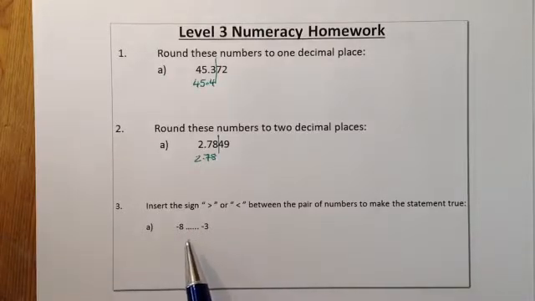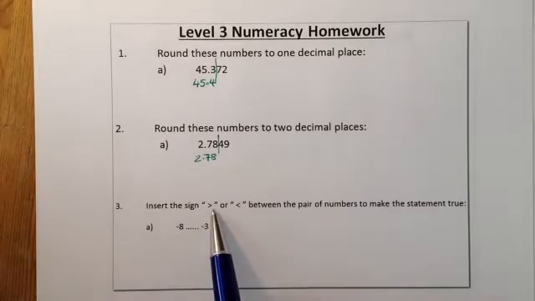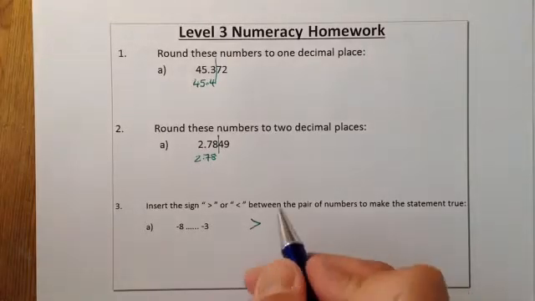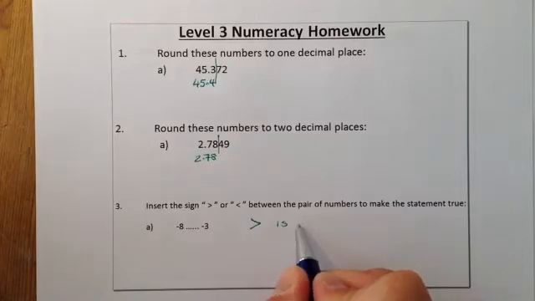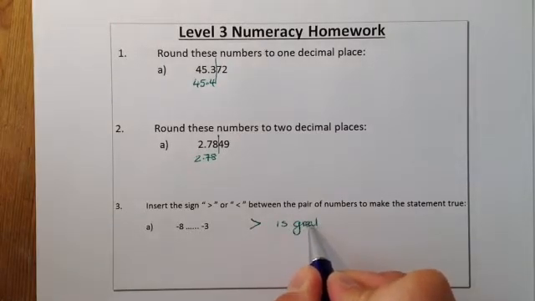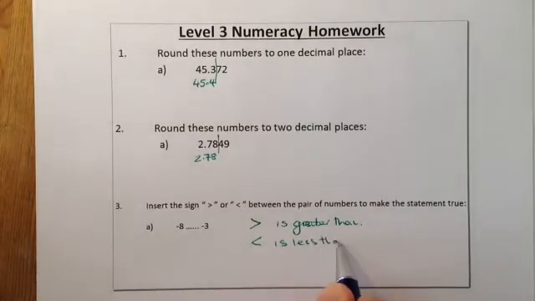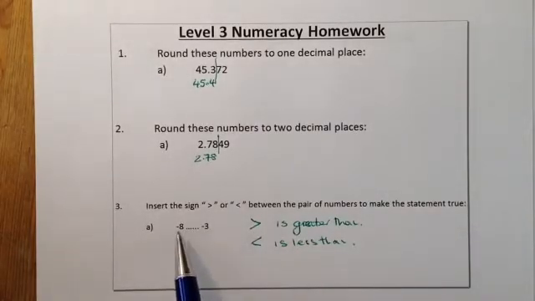Okay, moving on to some integers, some negative number work. We're going to try and insert this sign or this sign in between the numbers to make the statement true. Remember what the signs mean. This sign here means the left hand side is greater than the right hand side. So usually we see that as "is greater than". This sign here is less than.